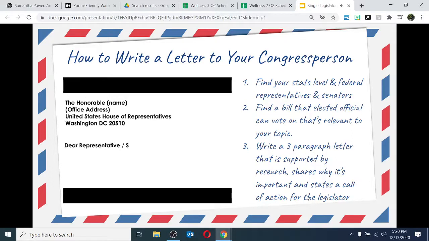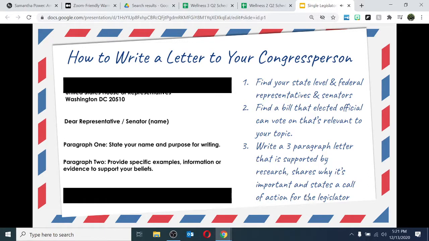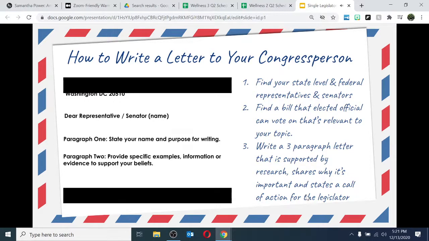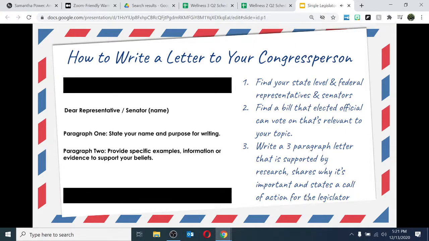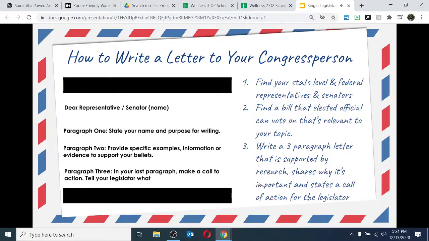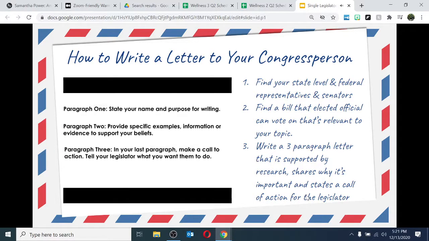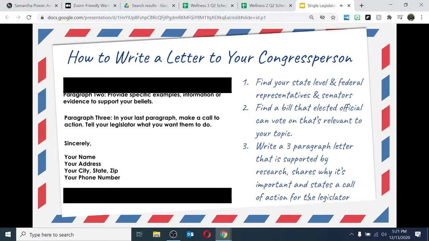Next, formally address your congressperson by name. Then get down to business. Begin with a paragraph stating your name and your purpose for writing. In your next paragraph, provide specific examples, information, or evidence to support your beliefs. Make sure you've done research on your topic and include the title of any pieces of legislation that relate to your issue if it applies. In your last paragraph, make a call to action. Tell your legislator what you want them to do. End with a proper closing. Proofread your letter and make any necessary revisions.